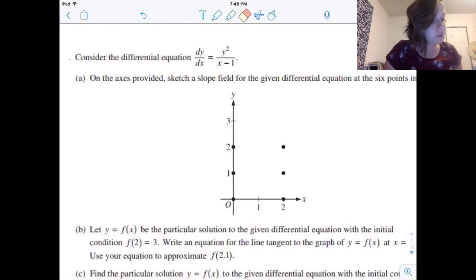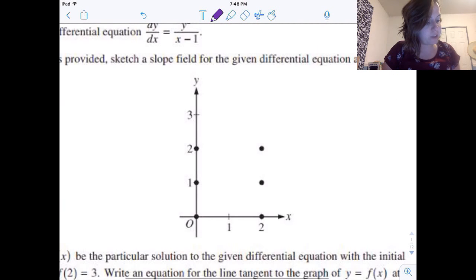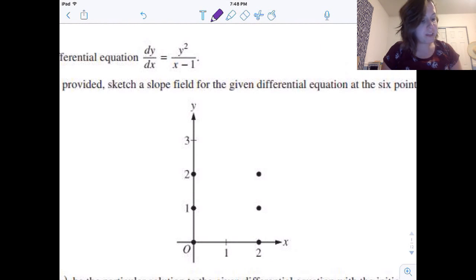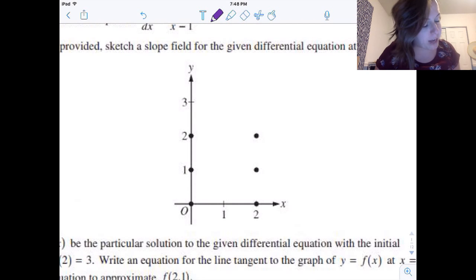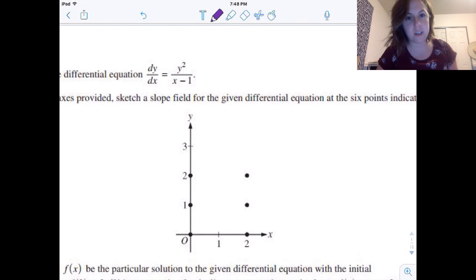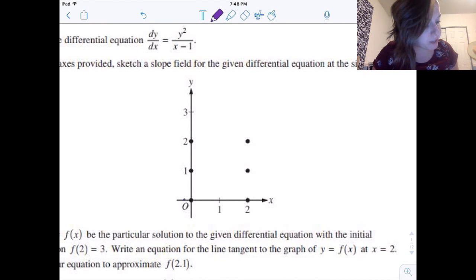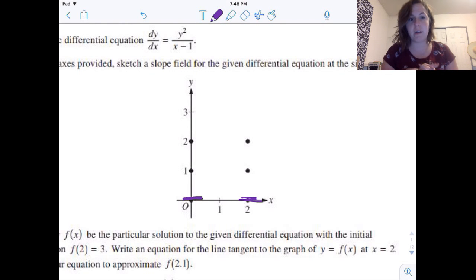So when I look at this, I'm going to fill in these points. At (0, 0), this would be 0 over negative 1. Notice that whenever y is 0, your fraction is going to come out to be 0. So I'm going to start by filling in those, and those are kind of my isocline for 0, because I know that whenever y is 0, the slope comes out to be 0. Then we really only have 4 points to evaluate.